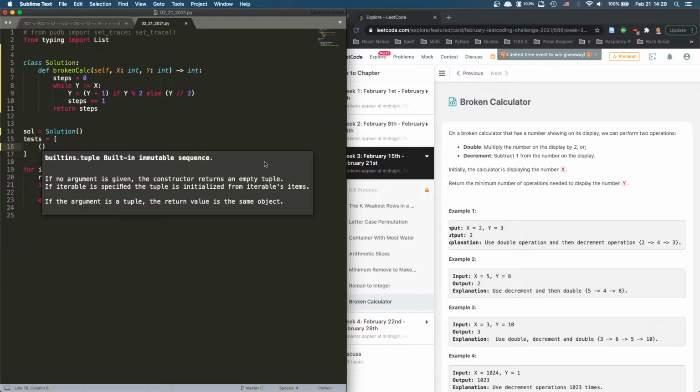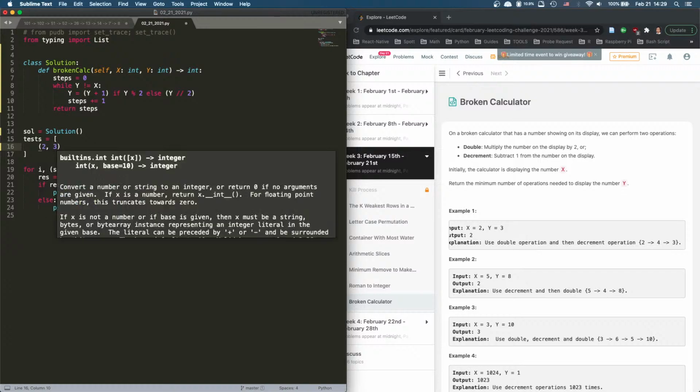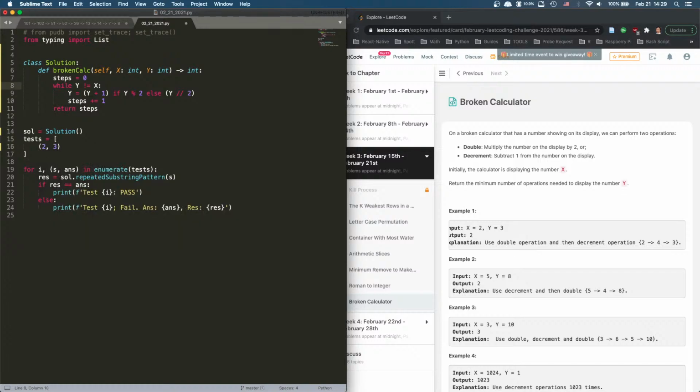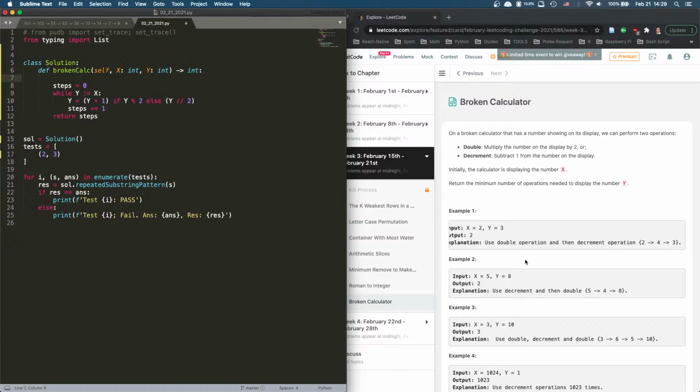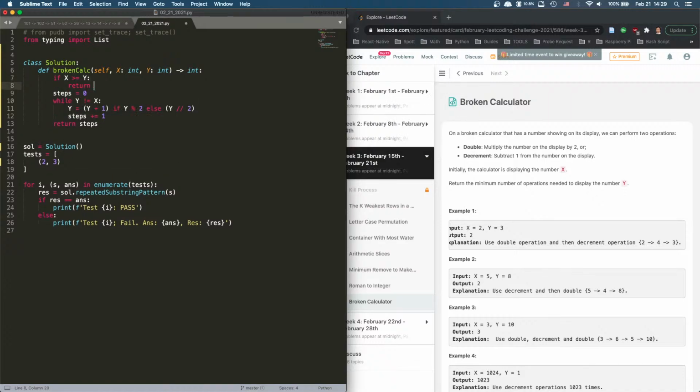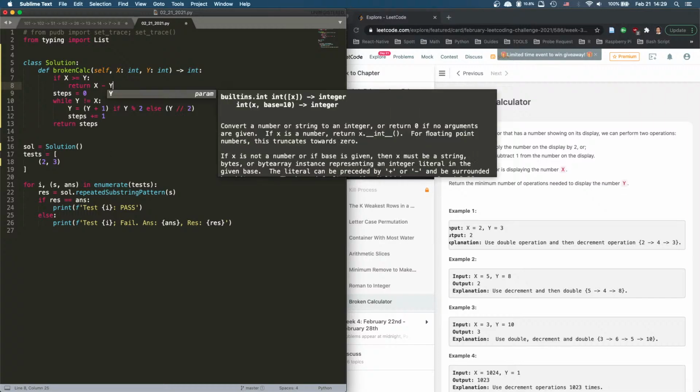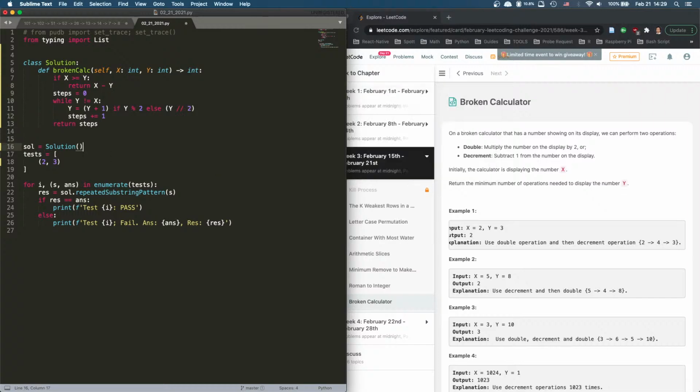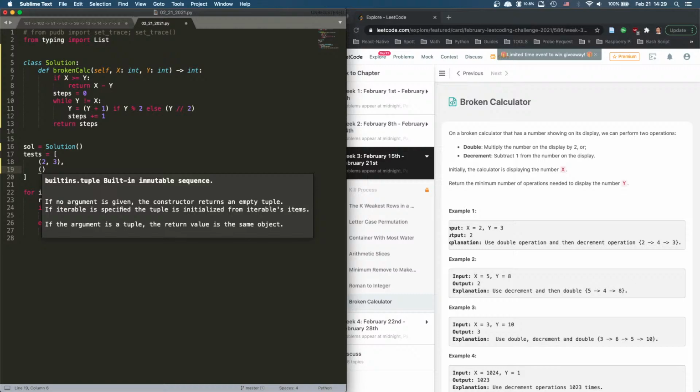We have 2, 3. Oh, did you consider that when x is large? I forgot when x is large. No, it's going to get stuck. So I'm going to say if x is larger or equal to y, we simply return x minus y. Yeah, and that shall work.